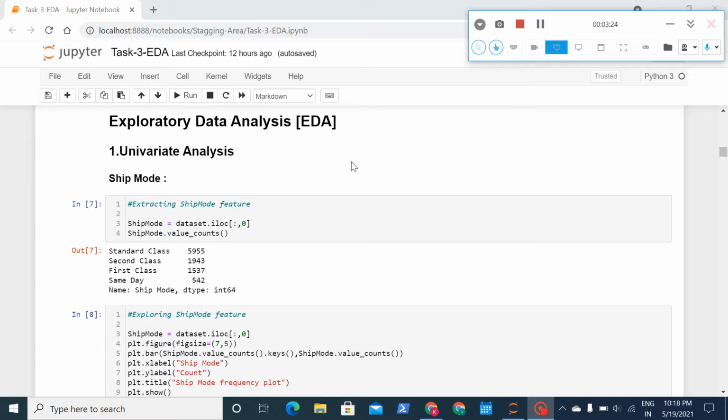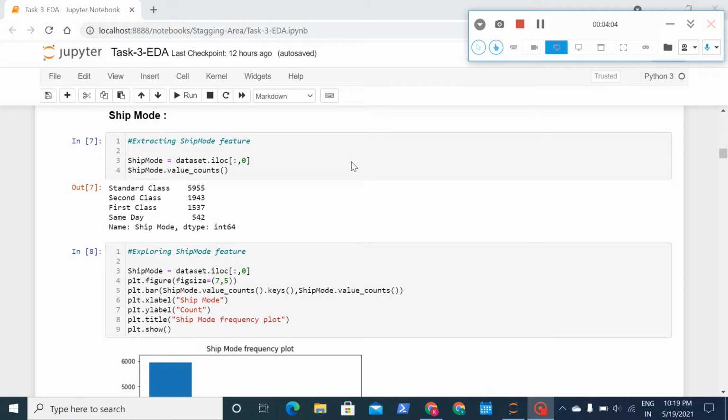Then, using exploratory data analysis, we will be analyzing the features of the samples. First of all, we will be using univariate analysis, that is, analyzing our dataset one column at a time. Next, we will be using bivariate analysis and multivariate analysis, that is, we will be analyzing two features at a time, and two or more features simultaneously. First of all, we will jump into the univariate analysis.